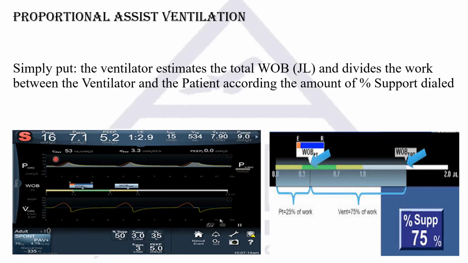On the top here is the peak airway pressure, which will be the driving pressure over the dialed PEEP. In this case the PEEP is 5, so the patient is getting 11 of pressure support. Then the mean airway pressure, PEEP again, inspiratory ratio, respiratory rate, tidal volume, minute ventilation.